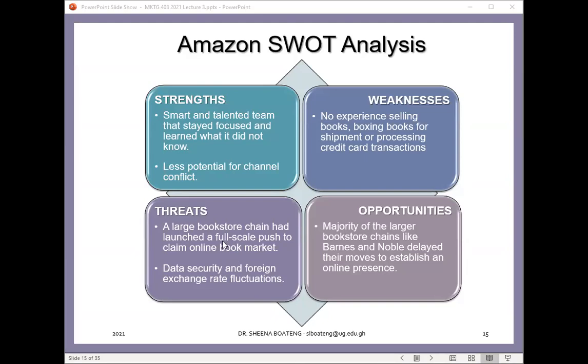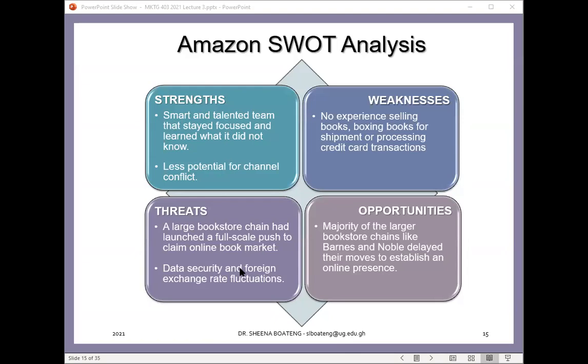Similarly, they saw a huge threat. Even though the bookstores had not made plans to move in that direction, they were heading there. So Amazon saw that as a threat, because once they had the idea in their minds, it was only a matter of time before they caught up to Amazon and what their model was. At the same time, there was a threat of data security and foreign exchange rate fluctuations.